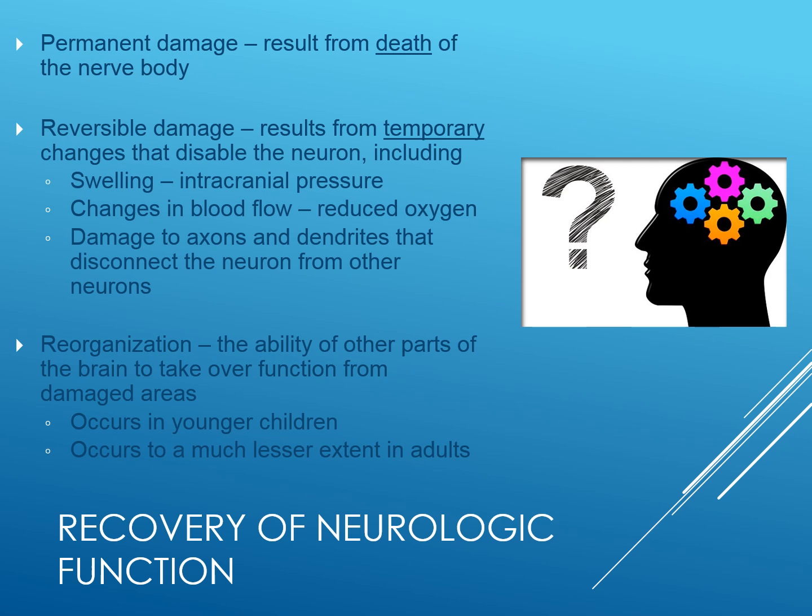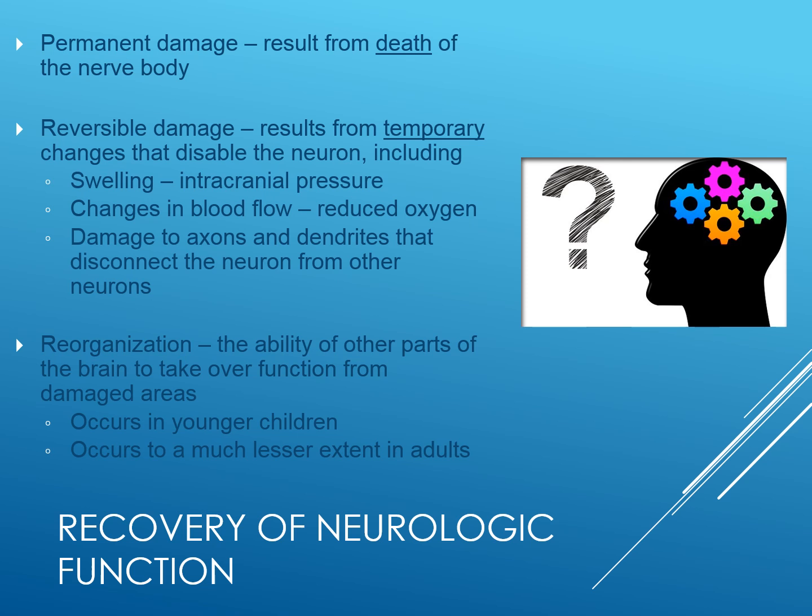So how does function recover? First, we have permanent damage. So there is some damage that never recovers and the patient will never get it back. Next, there is reversible damage, which is temporary. An example would be when your ankle swells after you just injured it and the swelling goes down.